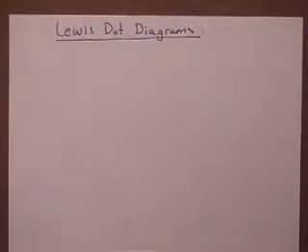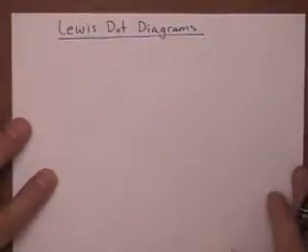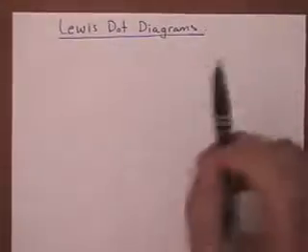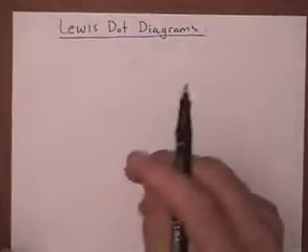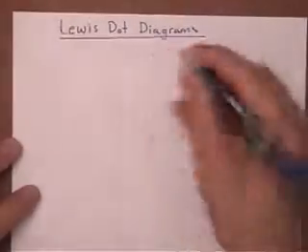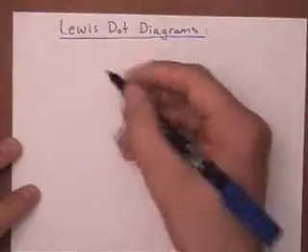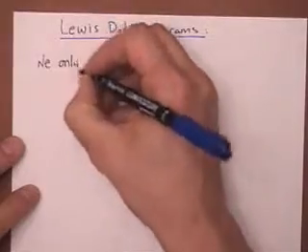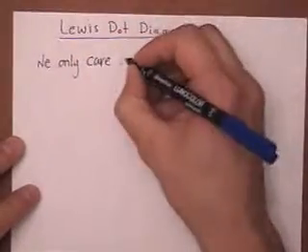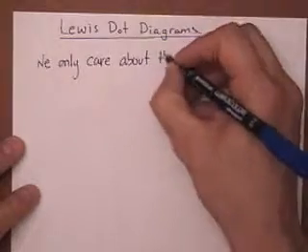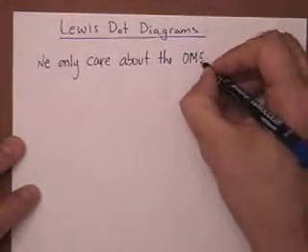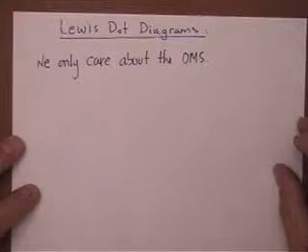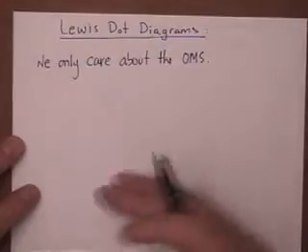All right, Lewis dot diagrams, sometimes they're also called Lewis structures. These are an easy way to draw the representation of the atomic structure. The main difference between Bohr models and Lewis dot diagrams is that we only care about the outermost shell. That means that when I'm drawing myself a Bohr model, all I do is care about what happens in that outermost shell.